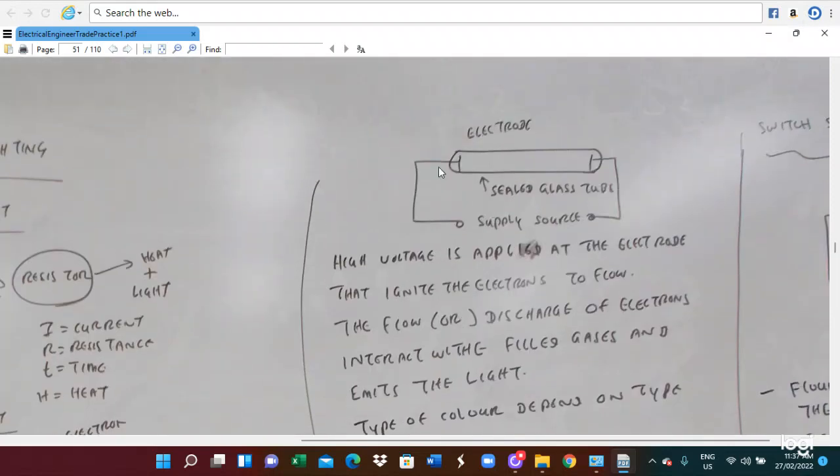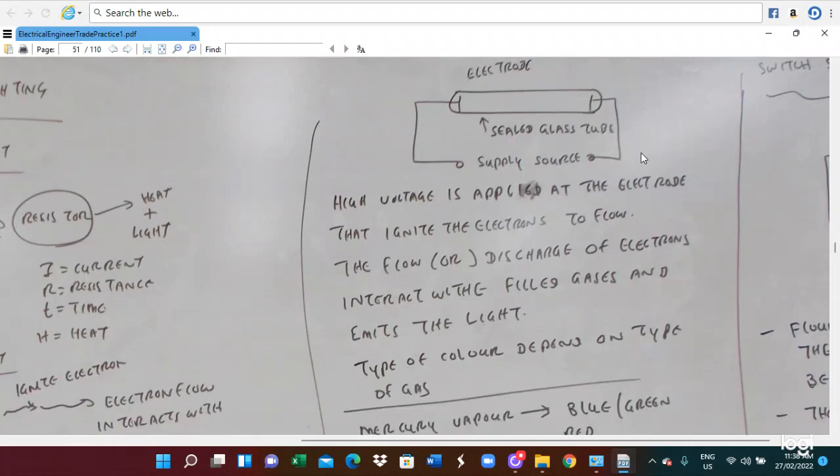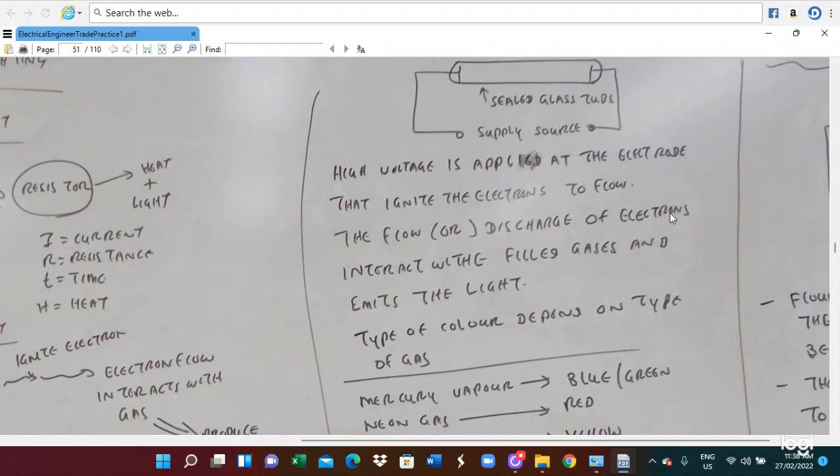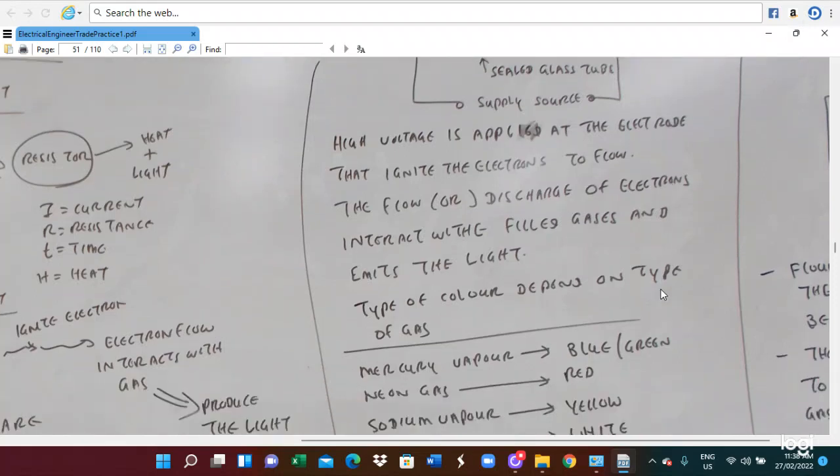So the fluorescent light has an electrode here. When the electric supply is connected, electrons are produced from the electrode and they transfer from one electrode to another. Here is the gas, so they interact with the gas and produce light. High voltage is applied at the electrode that ignites the electrons to flow. The discharged electrons interact with the gas and emit light.